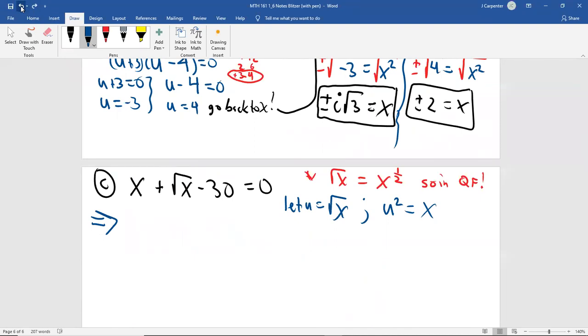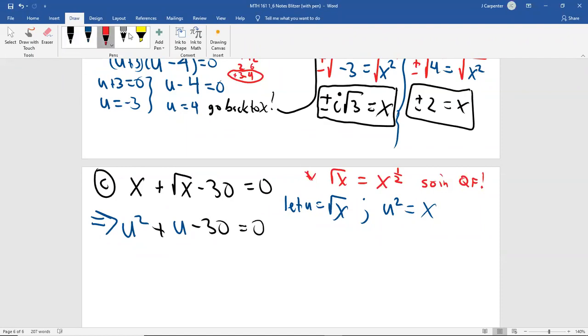All right, but I will do the full-blown method as we've discussed. So instead of x, x is u squared. So this is now u squared, then the plus. Instead of writing a square root of x, that's really a u. The minus 30 is still minus 30, equals 0.